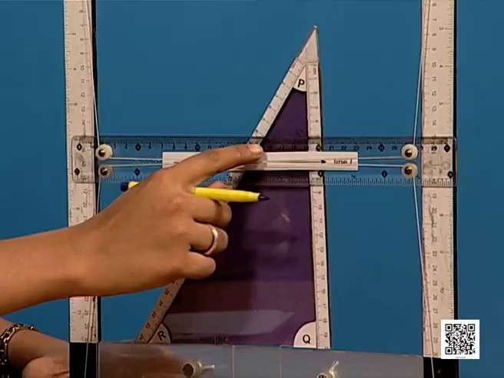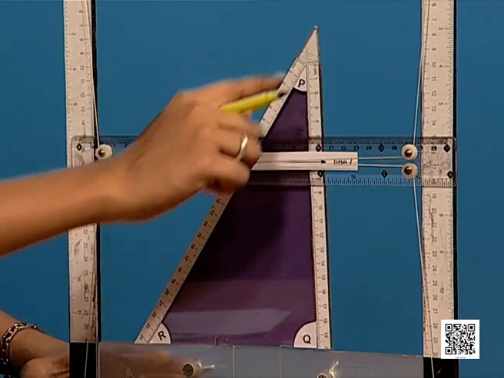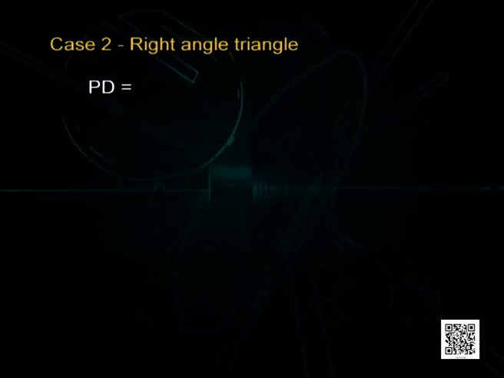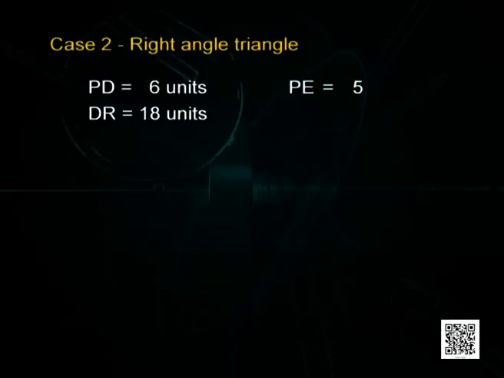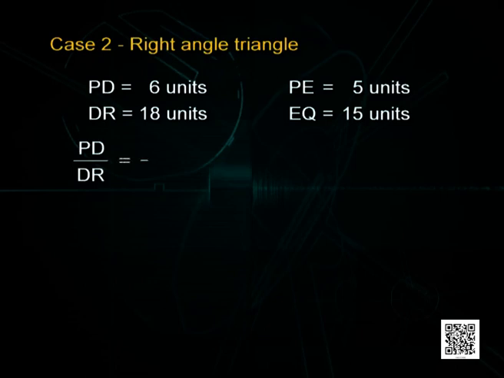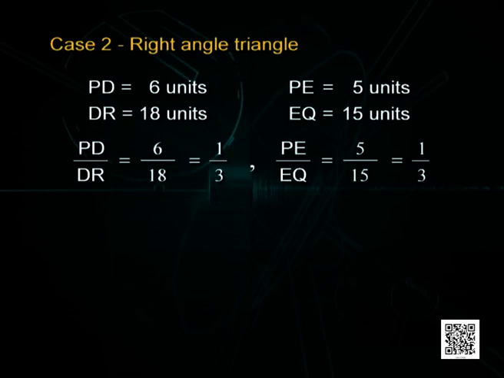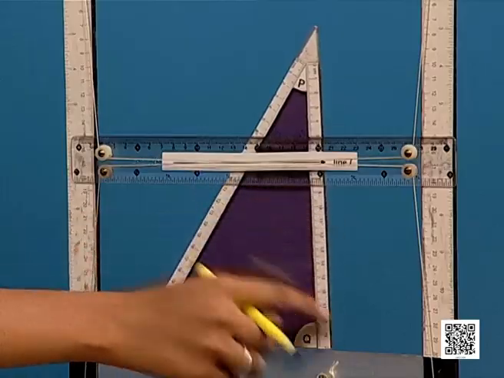Now, on measuring PD, DR, PE and EQ, we can see whether the two sides are divided in the same ratio or not. On measuring PD, it is 6 units, and DR is 18 units. Similarly, PE is 5 units and EQ is 15 units. By mathematical manipulation, PD by DR is 6 by 18, which is 1 by 3, and PE by EQ is 5 by 15, which is again 1 by 3, which again shows that the other two sides are divided in the same ratio.